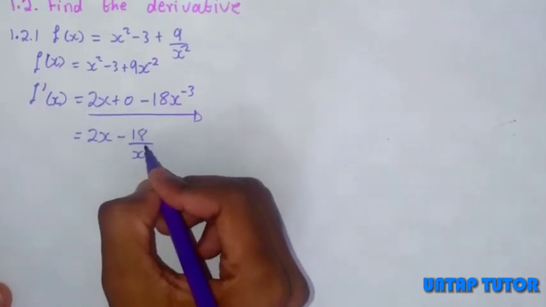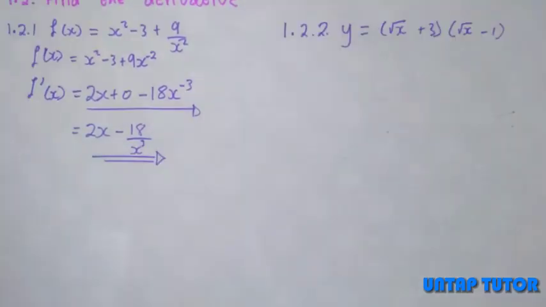over x cubed. So our second question, 1.2.2, says y is equal to bracket root x plus 3, close bracket, open bracket, root x minus 1, close.